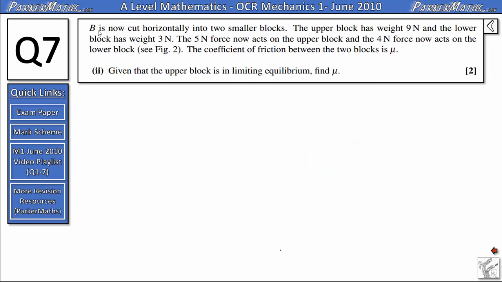In part B, we're told that B is now cut horizontally into 2 smaller blocks. The upper block has a weight of 9 newtons and the lower block has a weight of 3 newtons. The 5 newton force now acts on the upper block and the 4 newton force now acts on the lower block. The coefficient of friction between the 2 blocks is mu. Given that the upper block is in limiting equilibrium, we need to find the value of mu.